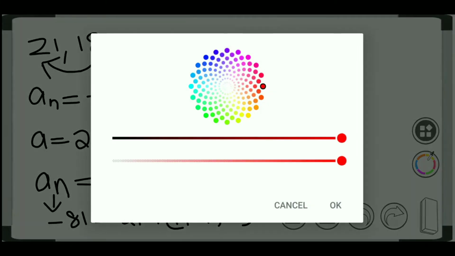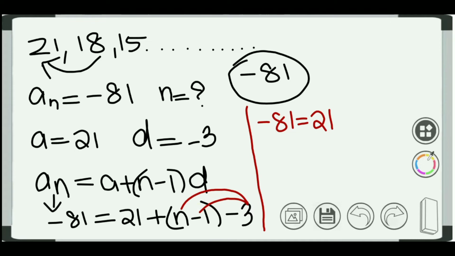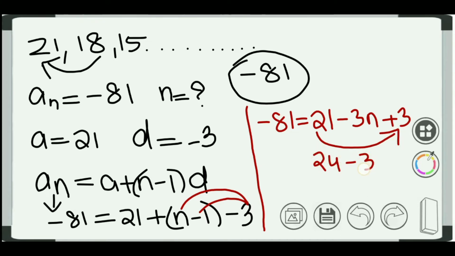So minus 81 equal to 21. See, minus 3 I am giving to both. Minus 3 into n, minus 3n. Minus 3 into minus 1, plus 3. Negative into negative, positive. 21 plus 3, 24 minus 3n equal to minus 81.